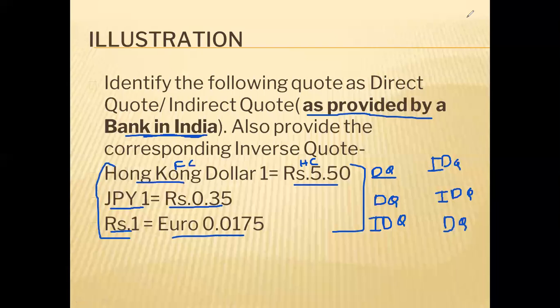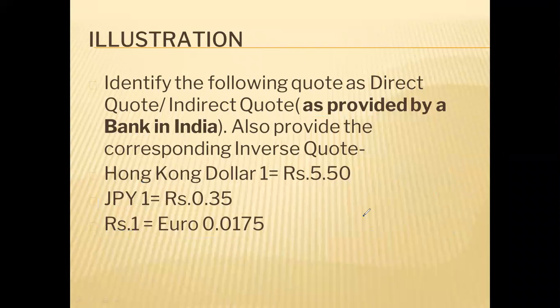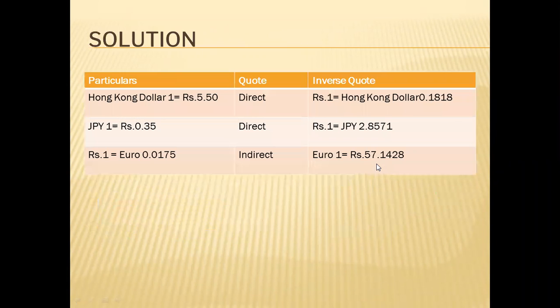The solution is also there in this PPT. First quote: Hong Kong dollar is equal to rupees. It will be a direct quote. So the reverse of this will become indirect. If this is a direct quote, the reverse will be indirect. For indirect, what you have to do is take the home currency on the left-hand side. That is the first thing you have to do. Then you have to do 1 divided by 5.5. You will get the inverse of this quote.